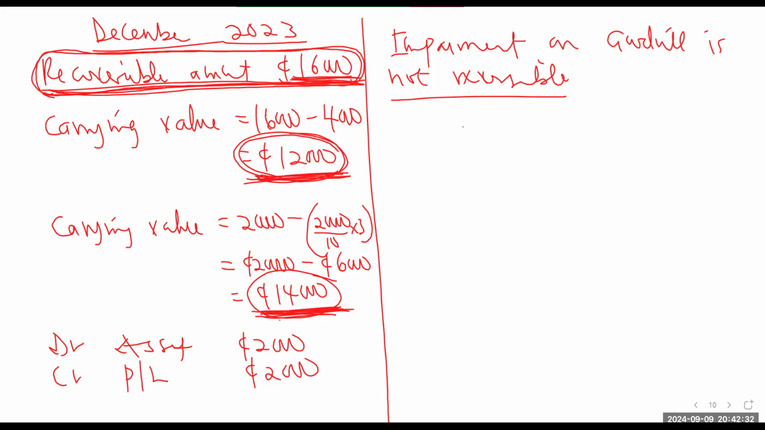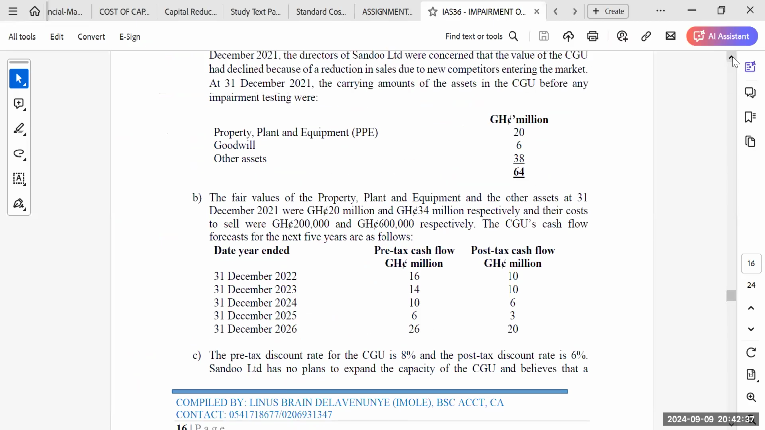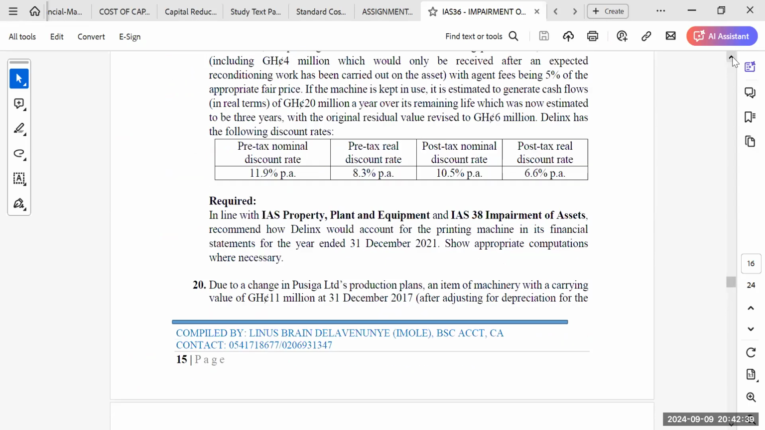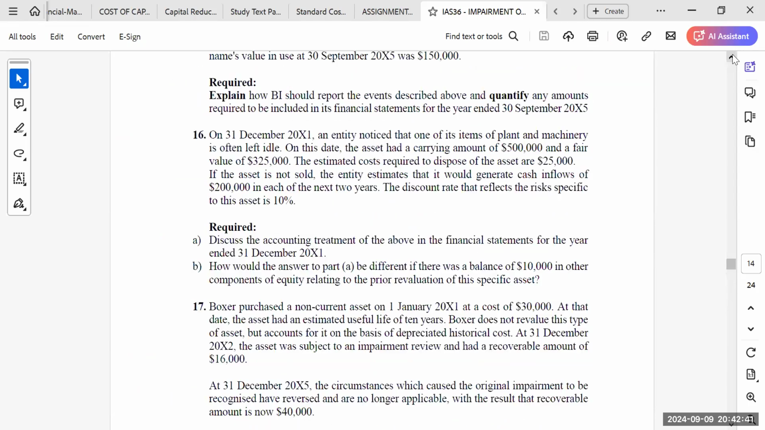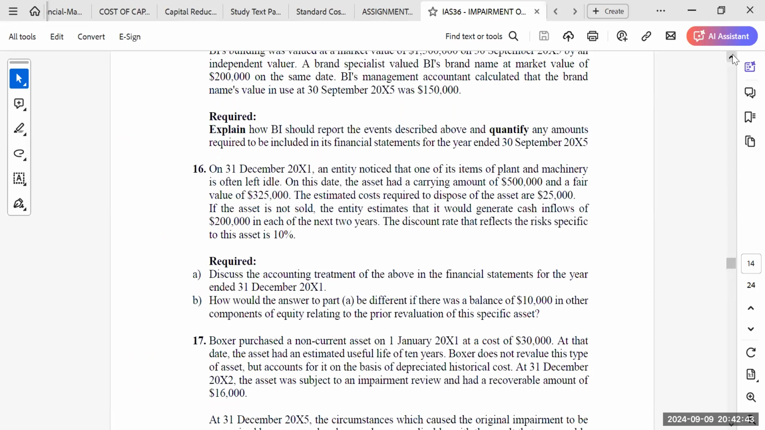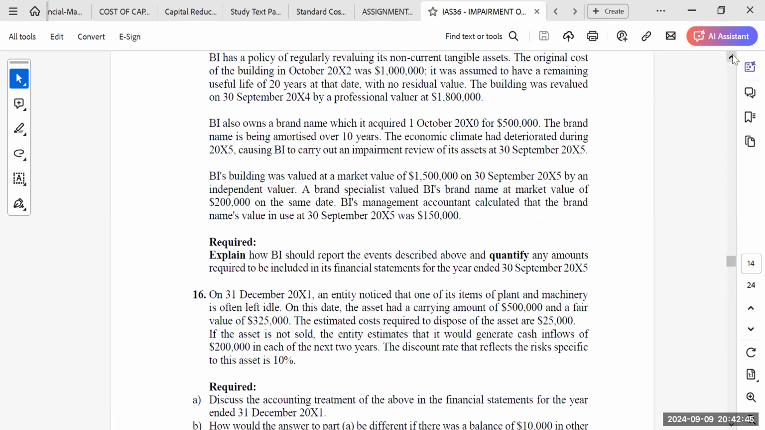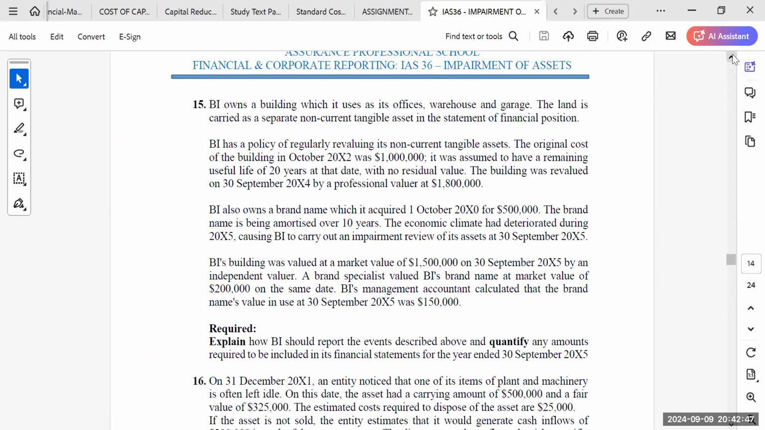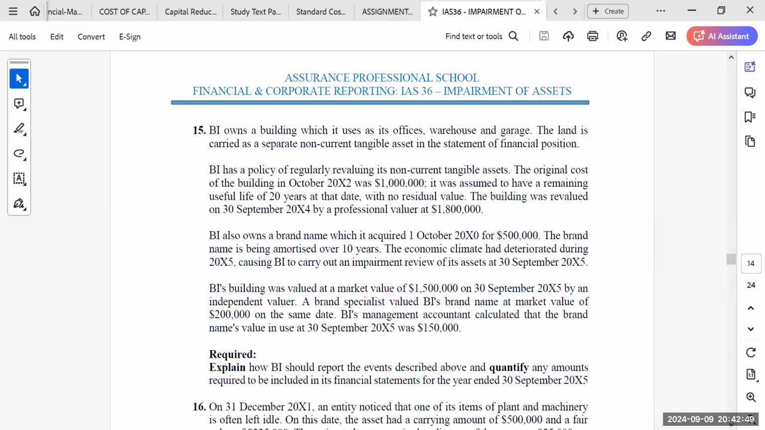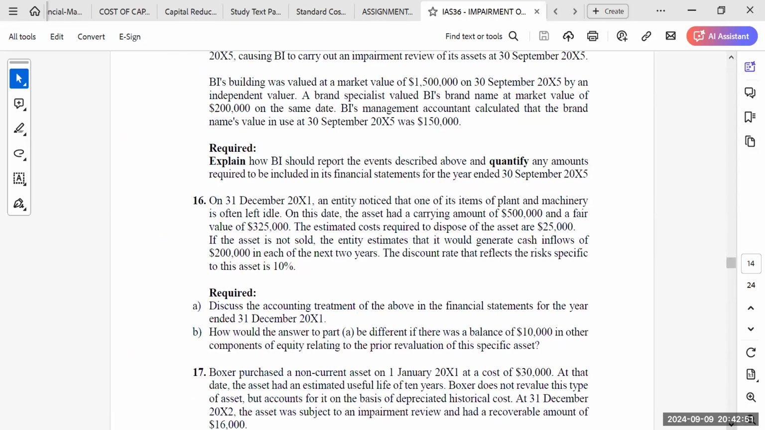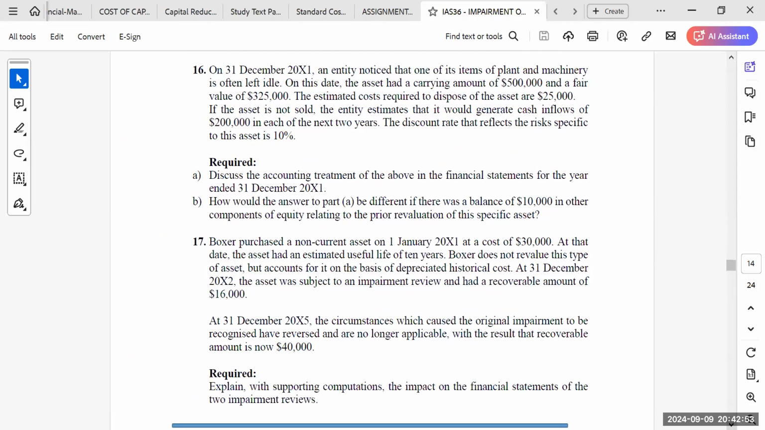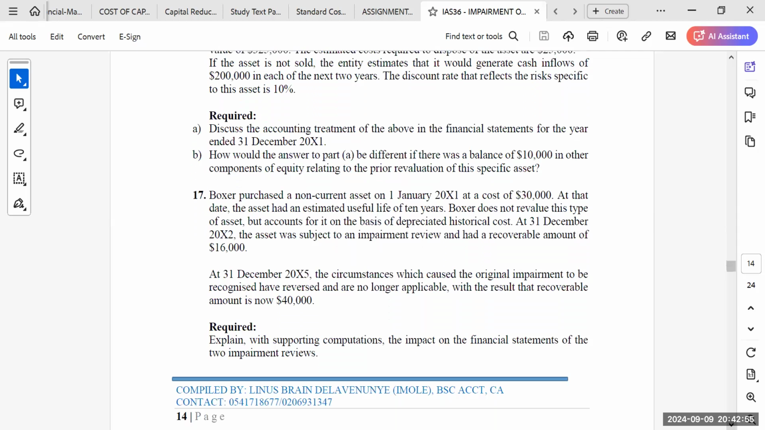Therefore, impairment on goodwill is not reversed. But impairment on other assets other than goodwill should be reversed if there is a possibility to do so. I have a very simple question here. Let me check. Okay, let's take question number 17.